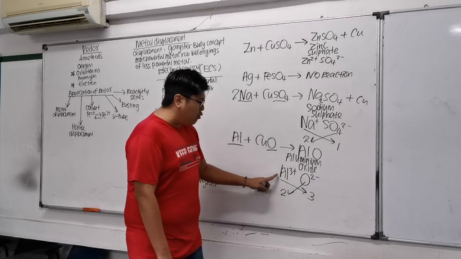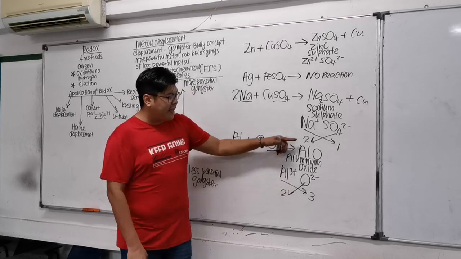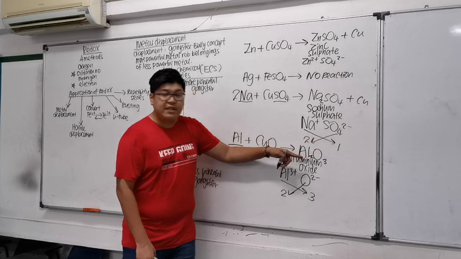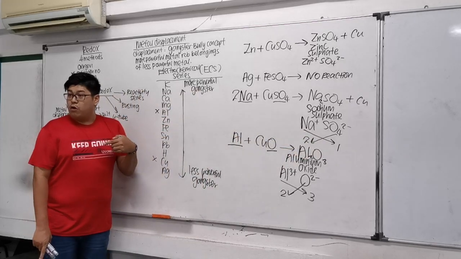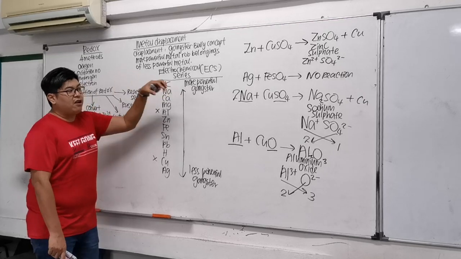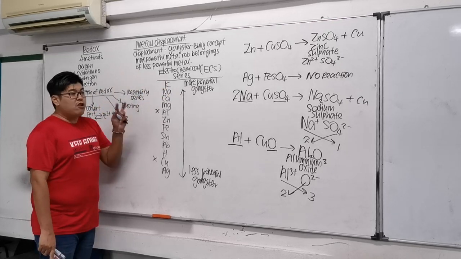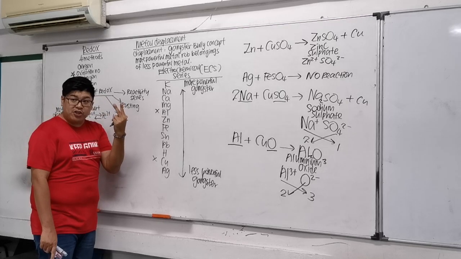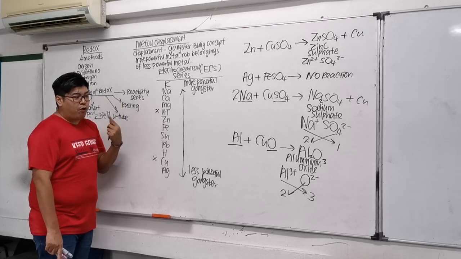So it's Al2O3. You see, they differ so much. You must understand that the more powerful gangster will take the belongings of the less powerful one, and you cannot simply swap the location. You have to predict the formula yourself.